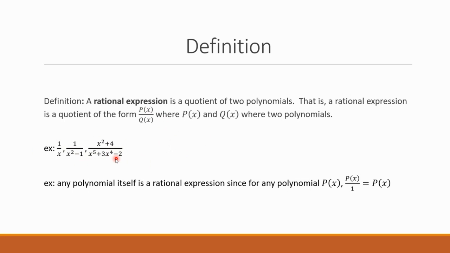In fact, a polynomial, just like any integer itself, is a rational number. A polynomial itself is a rational expression. Mostly because if you divide by 1, you really don't change anything. So p of x for any polynomial, p of x over 1 is just p of x. Hence, any polynomial is itself a rational expression.